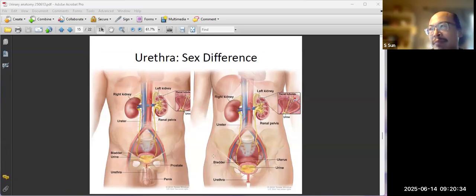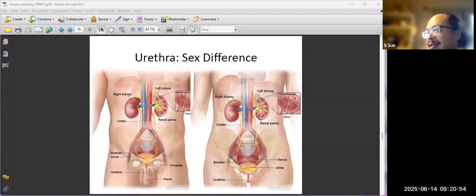The location of the bladder is a little bit different between female and male. But the major difference between male and female is the urethra. So after the bladder, you have the urethra. In the female, the urethra is shorter. The male urethra is longer because it goes through the penis.